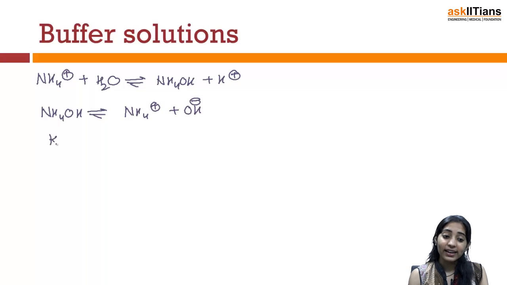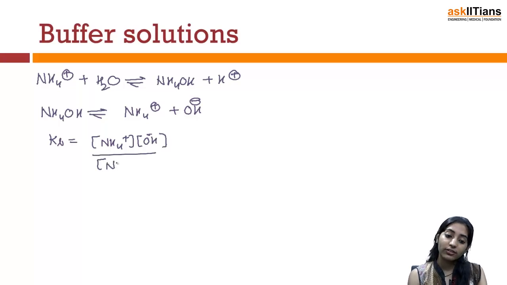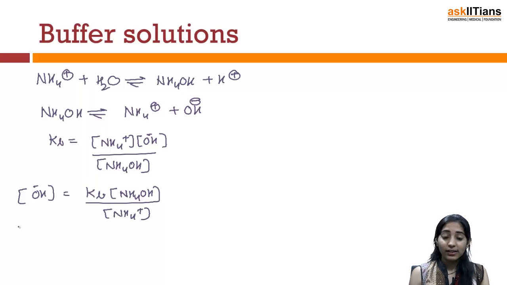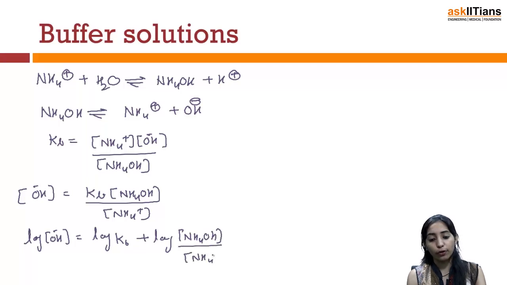And if I write this, Kb will be the concentration of NH4+ times the concentration of OH-, divided by the concentration of NH4OH. If I find the value of OH- from this, it will be Kb times NH4OH divided by NH4+. Similarly, I can take the log of OH- here. So this will be log of Kb plus log of NH4OH divided by NH4+.